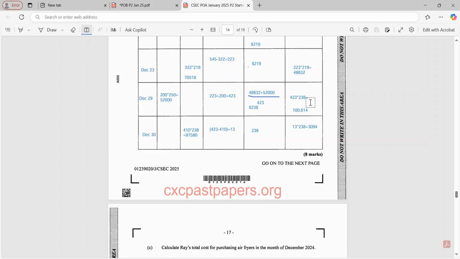And we multiply 238 by the 423 units, and that gives us 100,614, which is our value of inventory on hand.